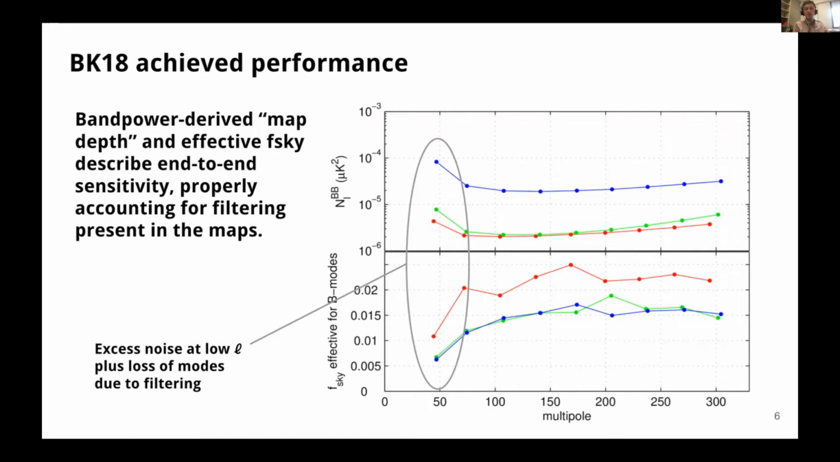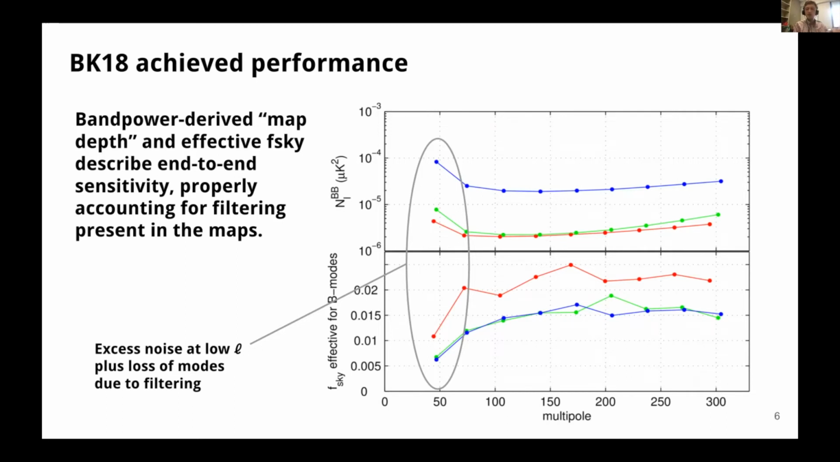What's derived here: the top panel is just the noise band powers in microkelvin-arcminutes, which is equivalent to a map depth. And the bottom panel is the effective f_sky as a function of L. So it's basically looking at the number of modes per L bin, as a fraction of the number of modes that you would have if you had a full sky map.